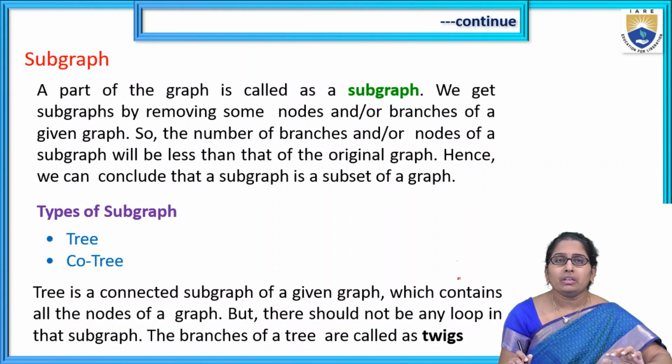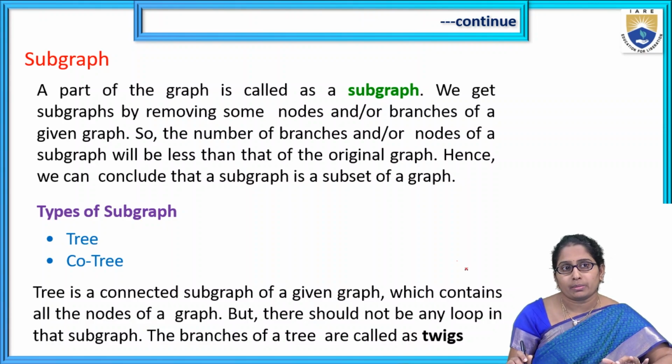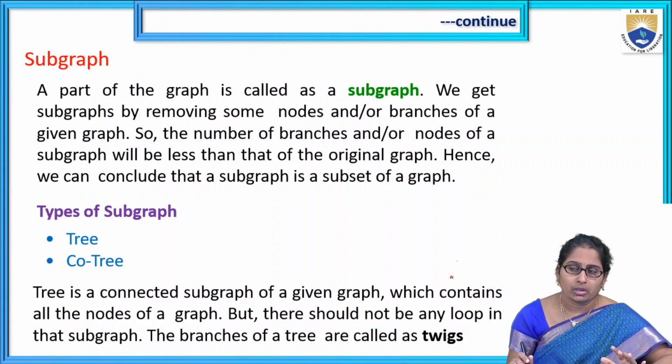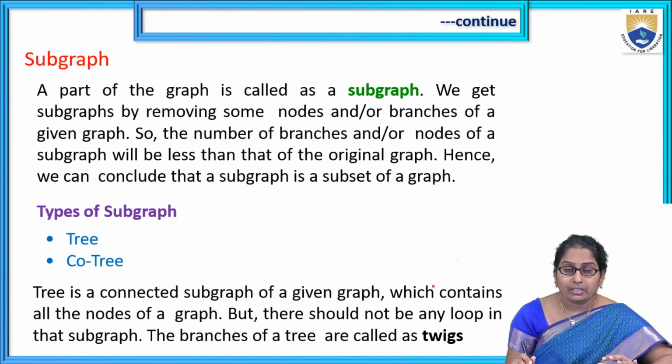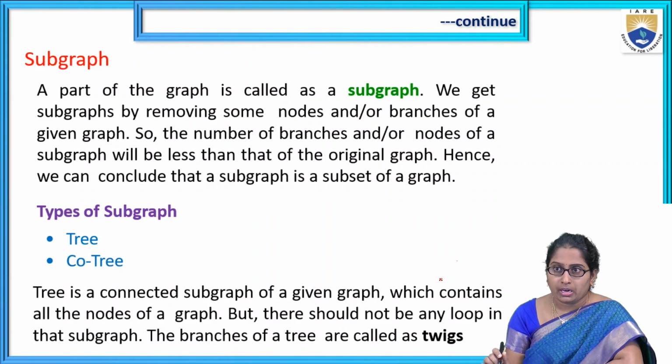Simple. Tree is nothing but a subgraph of the original graph, which is a connected subgraph. Keep that also in mind. It is a connected subgraph which contains all the nodes of the original graph without closed path. So that is called tree. And here the branches of the tree are called twigs.